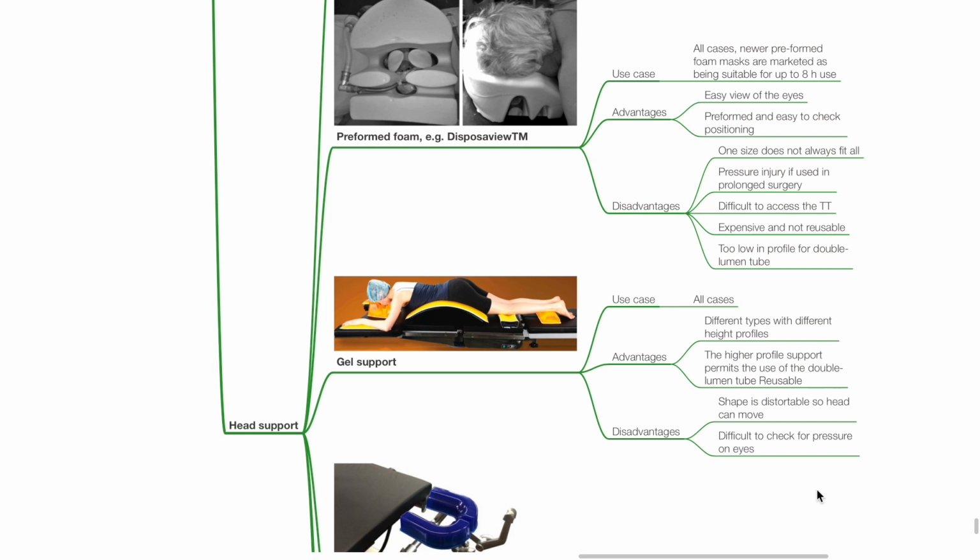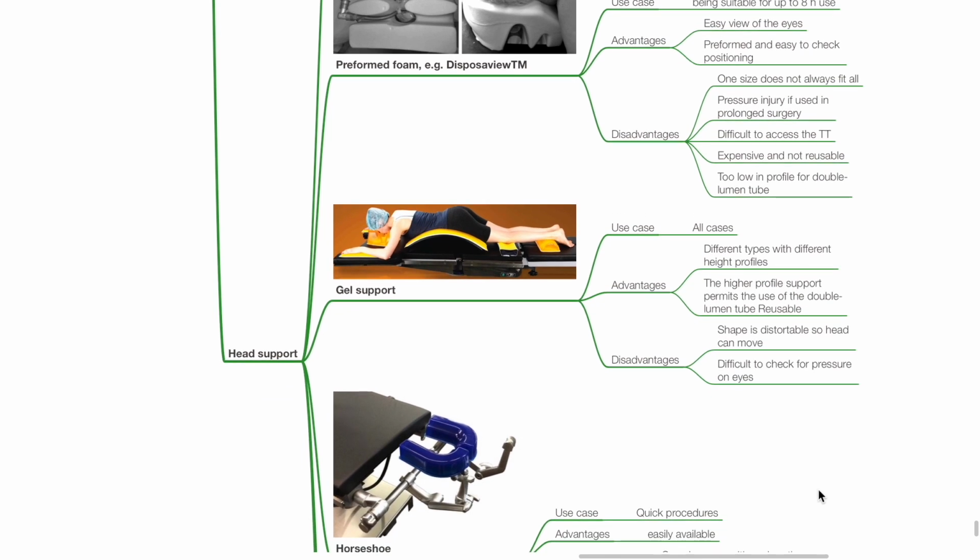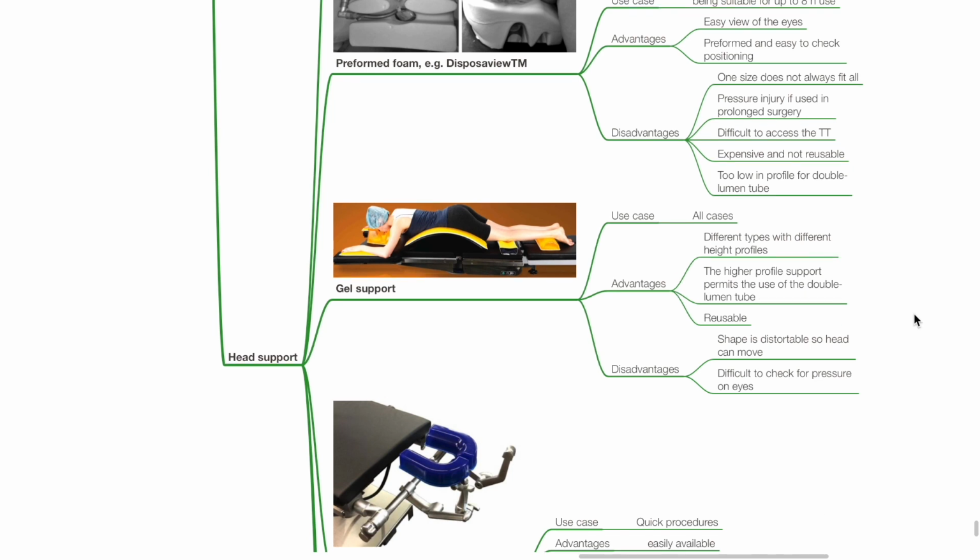Gel support. Use case: for all cases. Advantages: different types with different height profiles are offered. The higher profile support permits use of the double lumen tube. It is reusable. Disadvantages: the shape is distortable so the head can move. It is difficult to check for pressure on the eyes.